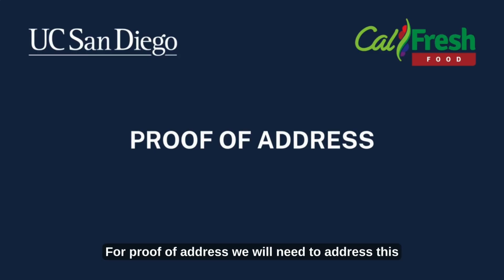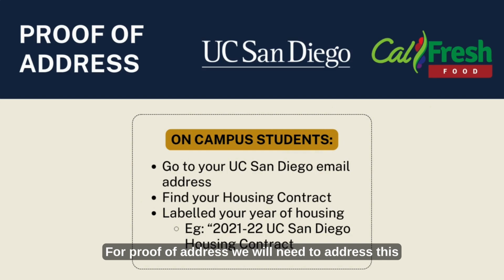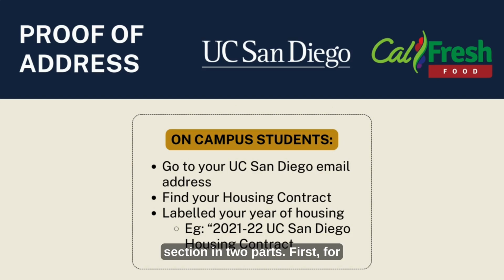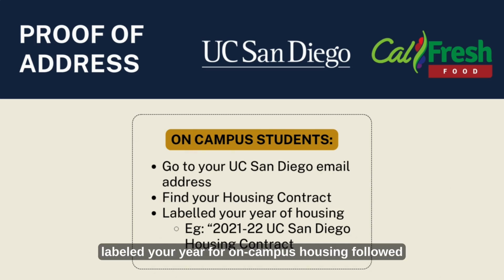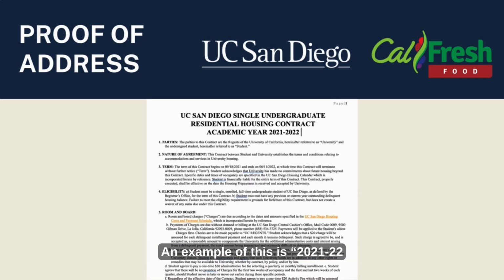Proof of Address. For proof of address, we will need to address this section in two parts. First, for on-campus students, go to your UC San Diego email address and find your UC San Diego housing contract. This is typically labeled your year for on-campus housing, followed by UC San Diego housing contract. An example of this is 2021-22 UC San Diego housing contract.